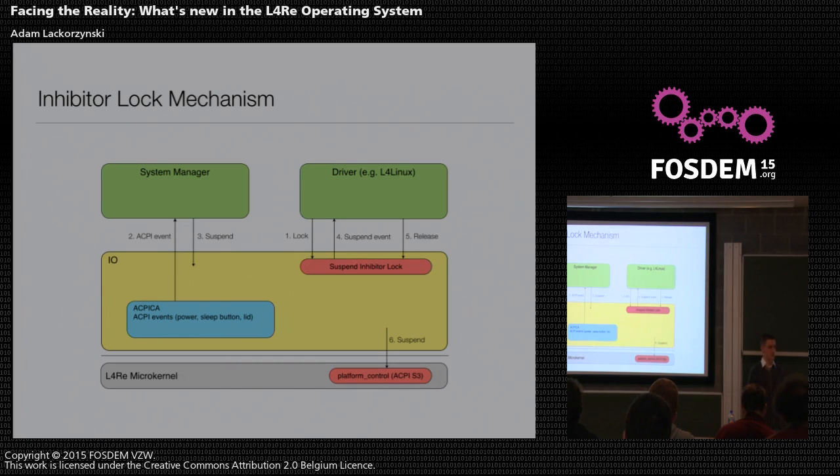Then Fiasco stores all the state it needs to memory and actually suspends the system. When you resume, you get some other event, going through the ACPI mechanism, and Fiasco will reinitialize every CPU and resume as it was before the suspend call. Does it answer your question? Okay.